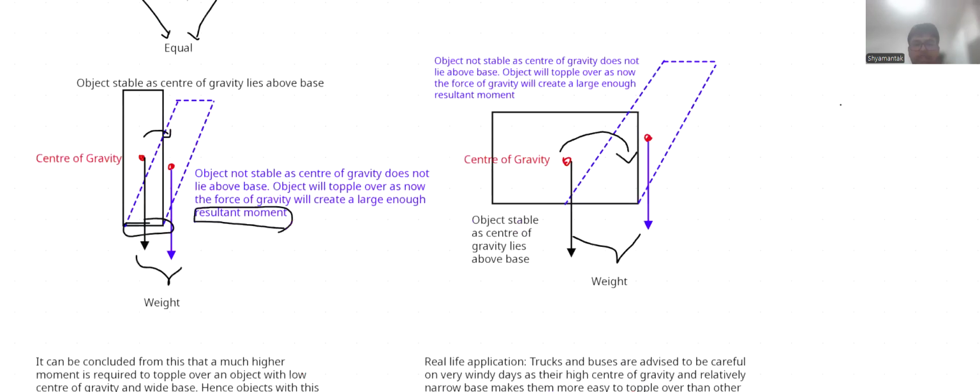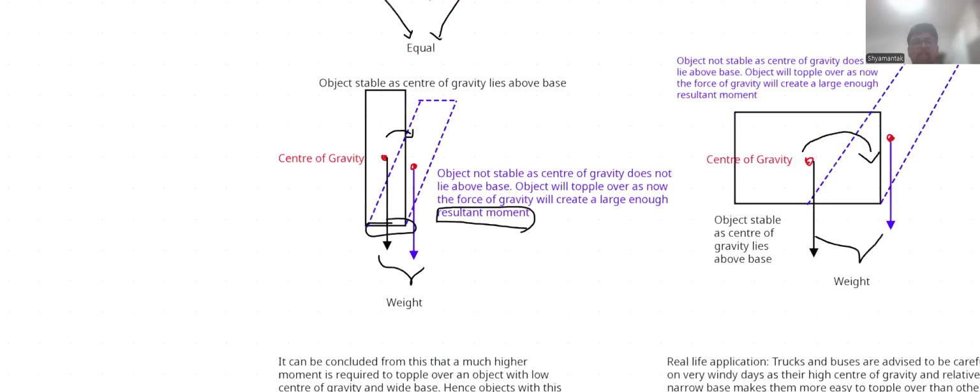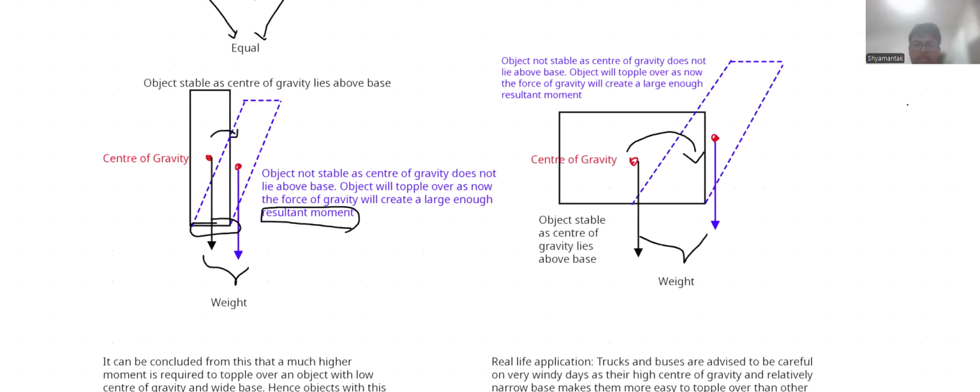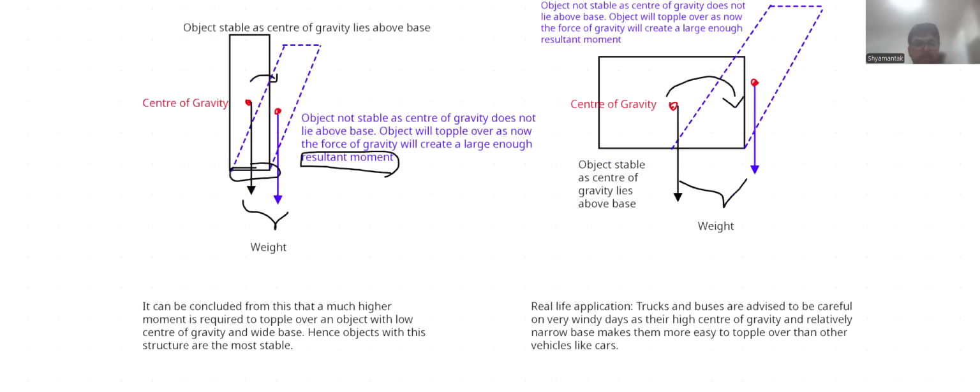Now, you see an object with a narrow base and a high point, which is the center of gravity. And this is an object with a wider base and a much lower center of gravity. For this object to topple over, you need to rotate it by a much larger degree. So, this means that objects with wide bases and low centers of mass are more stable than those with a high center of mass slash gravity and narrow bases.